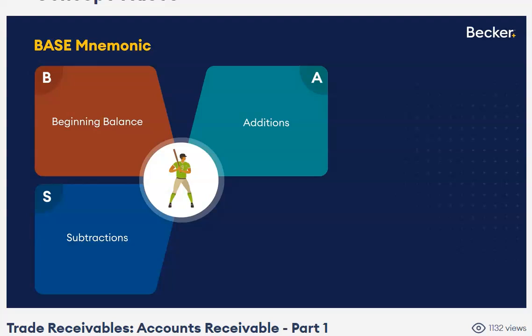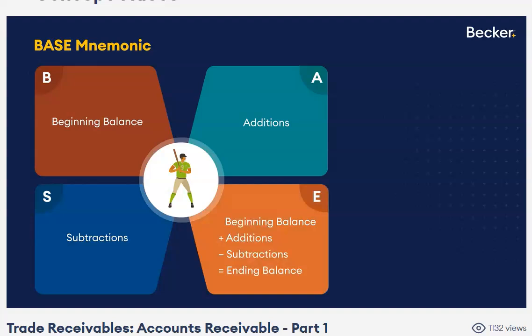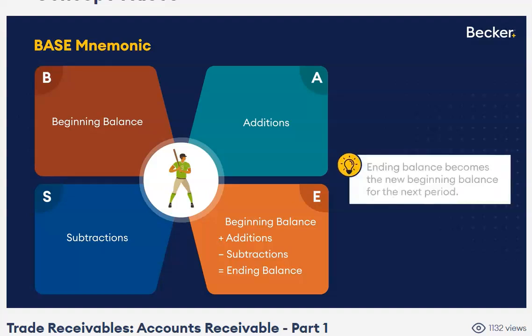Now we head to third base, the E. That's the ending balance, right? Once we've taken the beginning balance plus all additions minus all subtractions, we're going to end up with the ending balance. But I love the fact that then, where do you go from third? You go back home, because the ending balance then becomes the beginning balance for the subsequent period.